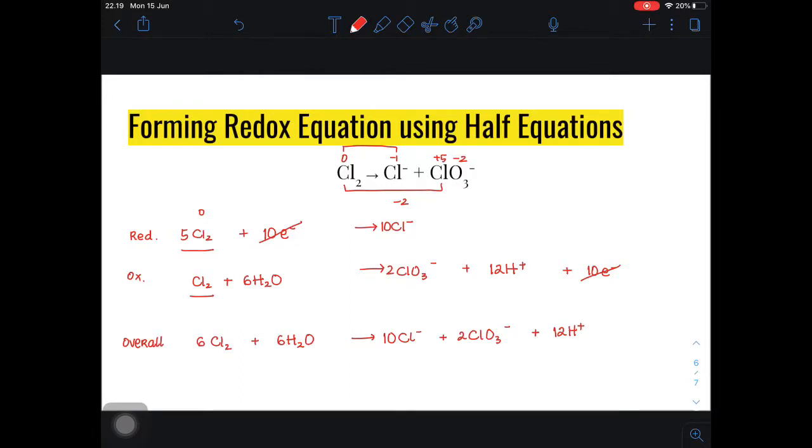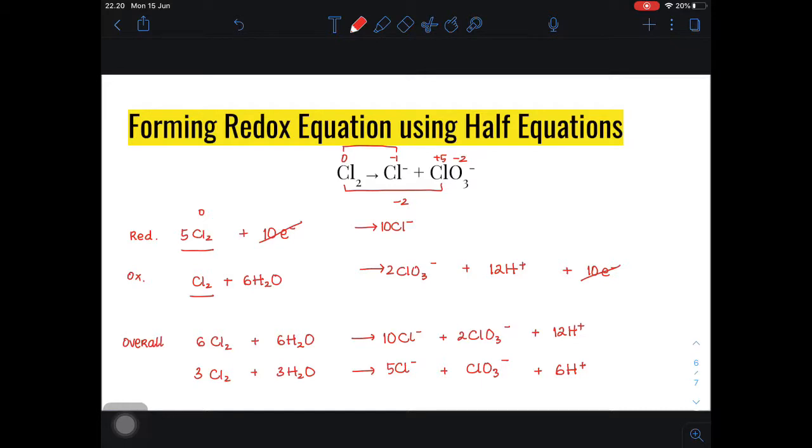So we can stop here, but if you notice, the numbers can actually be simplified further into 3Cl2, 3H2O becomes 5Cl- plus ClO3- plus 6H+. And that's how you balance the redox equation using half equations in acidic condition.